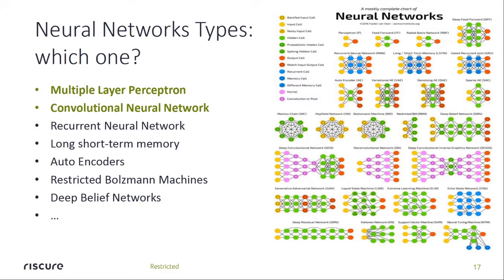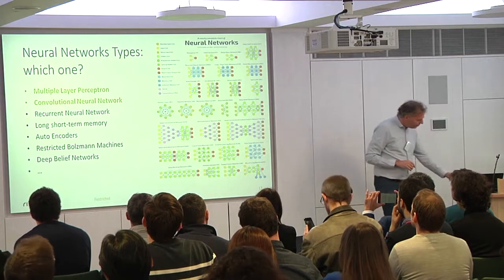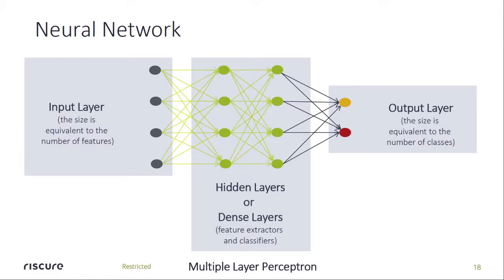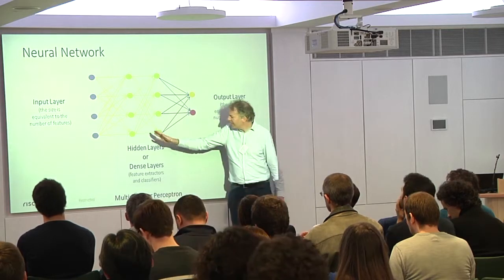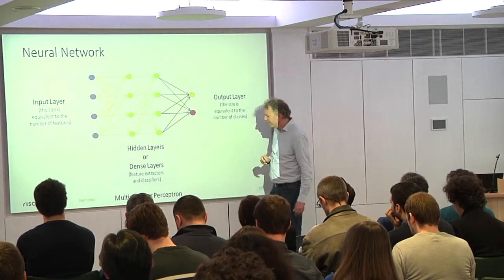In fact, there's a lot of neural networks. We've looked at quite a few of them, and ultimately we've chosen this type of neural network for a reason. So, a multiple layer perceptron would have an input layer where the size is equivalent to the number of features, and an output layer where the size is equivalent to the number of classes. And then it would have the hidden or dense layers in between that do the feature extraction.